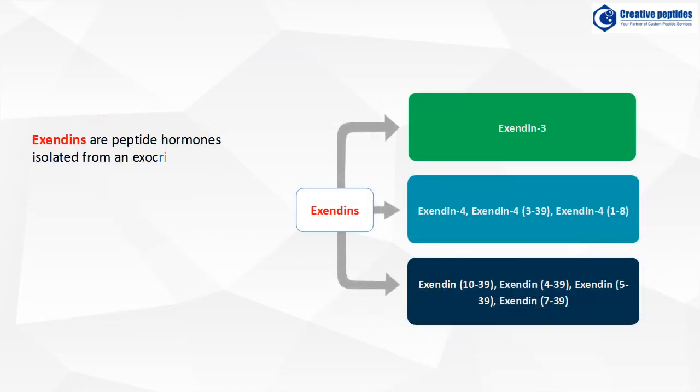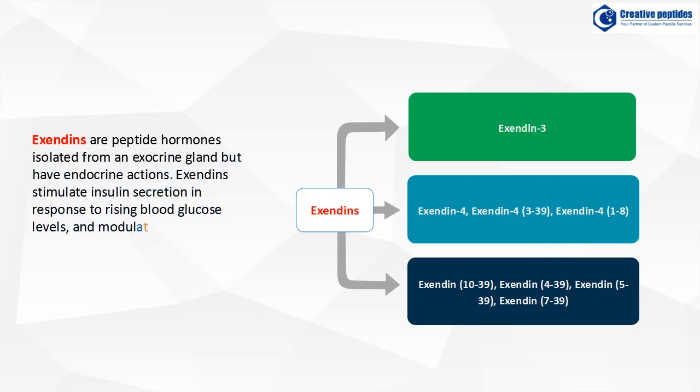Exendins are peptide hormones isolated from an exocrine gland but have endocrine actions. Exendins stimulate insulin secretion in response to rising blood glucose levels, and modulate gastric emptying to slow the entry of ingested sugars into the bloodstream.